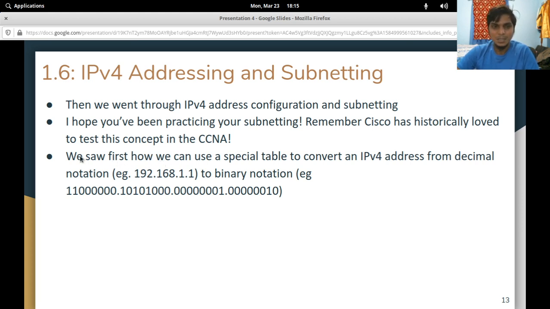So just to recap, we saw first how we can use a special table to convert an IPv4 address from decimal notation, which is what we know here, 192.168.1.1, to binary notation, which is this whole thing, dot this whole thing, dot this whole thing, dot this whole thing. And of course these dots are just there to kind of draw the parallel here, but in a real binary number you don't have these dots either. It's just a big long string of 1s and 0s.